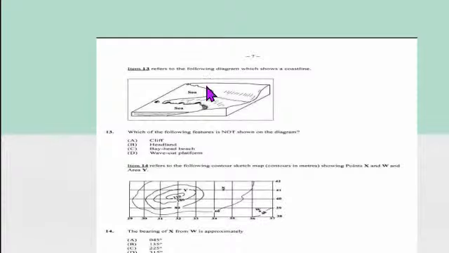All right. So for number 13, our answer would have been letter D. 14. Item 14 refers to the following contour sketch map. Contours in meters showing points X and W and area Y. The bearing of X from W is approximately. All right. So bearing of X from W.